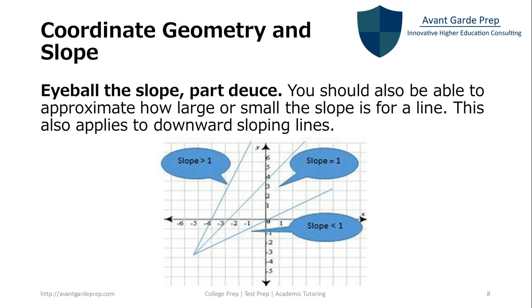If the line is very steep, or y is changing faster than x, the slope is greater than 1. If y and x are changing at the same rate, the slope is equal to 1. And if x is changing faster than y, or the line is relatively flatter, the slope is less than 1. And those are all here. So here with the slope greater than 1, y is actually changing faster than x. Here, they're changing at the same rate where the slope equals 1, and where the line is flatter, x is changing faster than y.